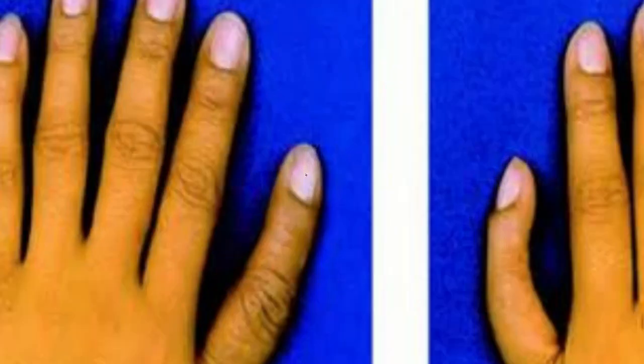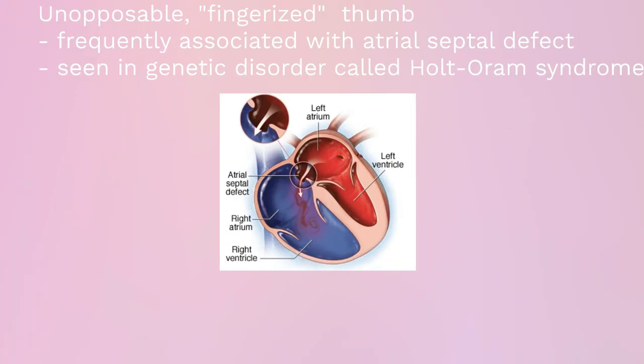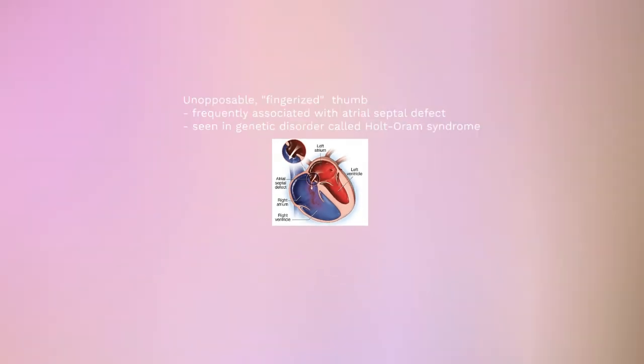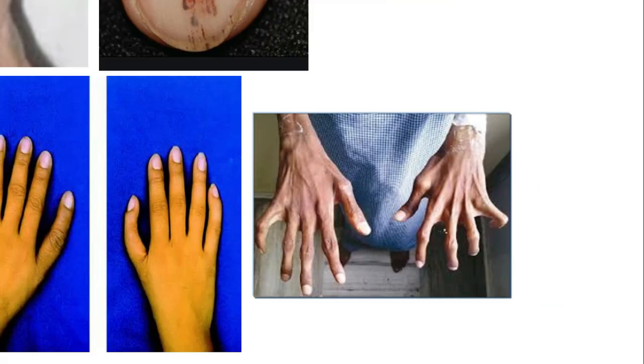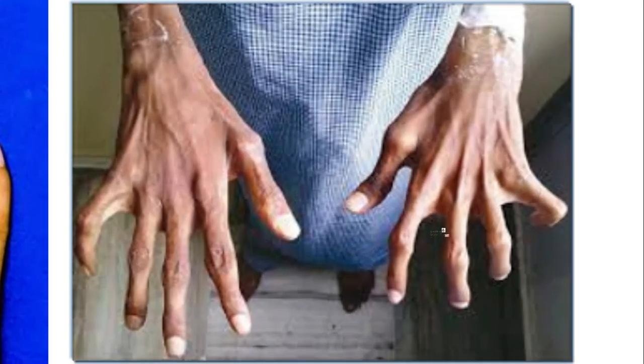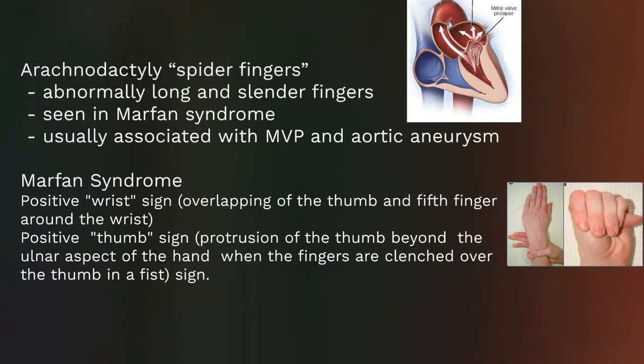Here is an abnormality. There is a triphalangeal thumb, which is frequently associated with atrial septal defect. It is also associated with Holt-Oram syndrome. Okay, there are unusually long and slender fingers. We call it arachnodactyly, or spider fingers. This is in patients with Marfan syndrome.